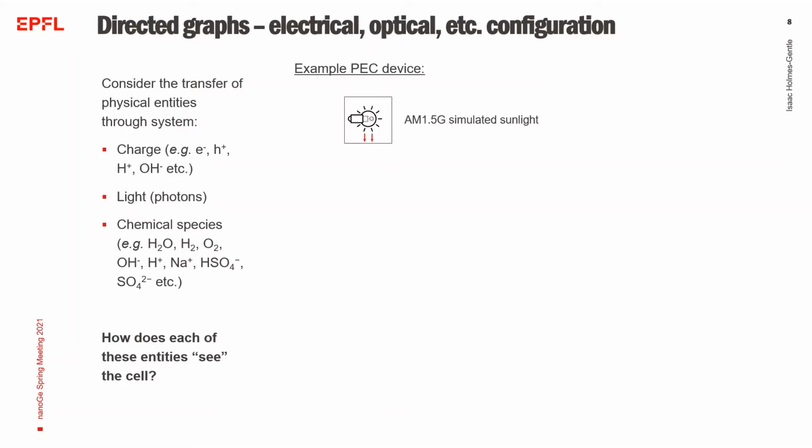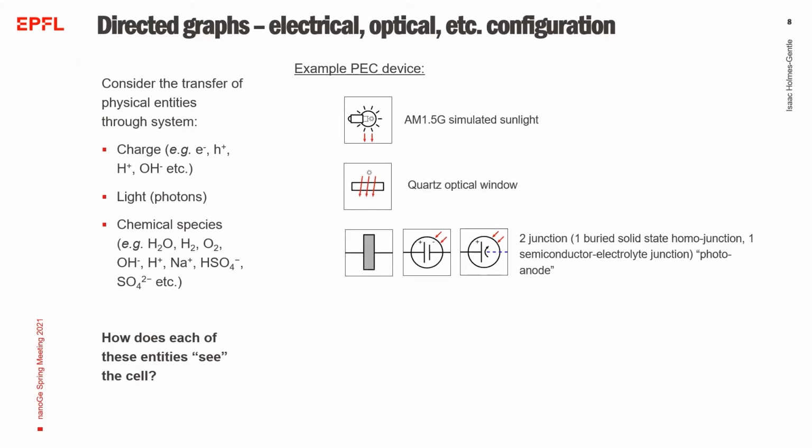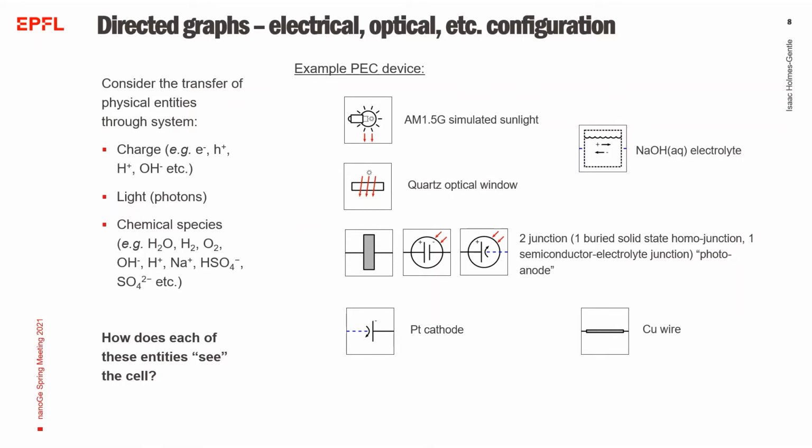So for an example PEC device, which is illuminated by simulated sunlight through a quartz optical window onto a photoanode made of 2 junctions, where one is a buried solid-state homojunction and the other is a semiconductor-electrolyte junction on a conductive layer, connected to, say, a platinum cathode, which is externally wired, and there is an alkaline electrolyte.